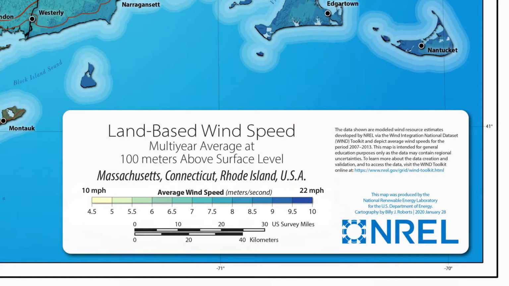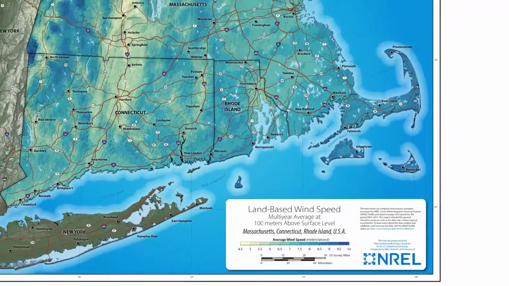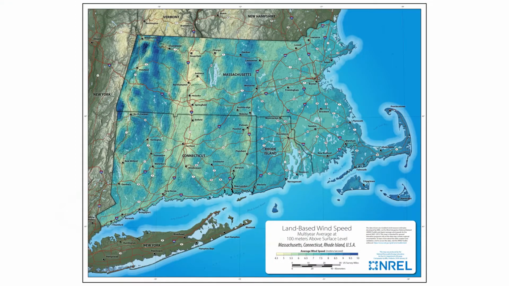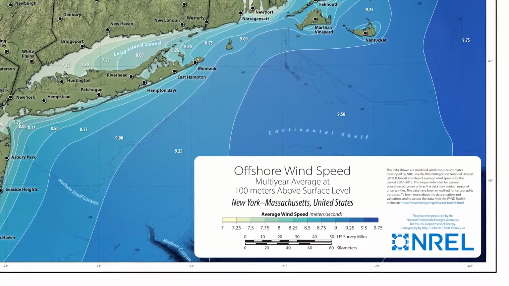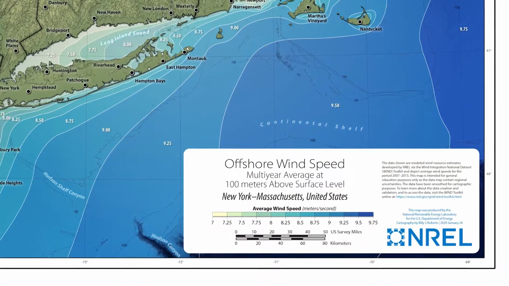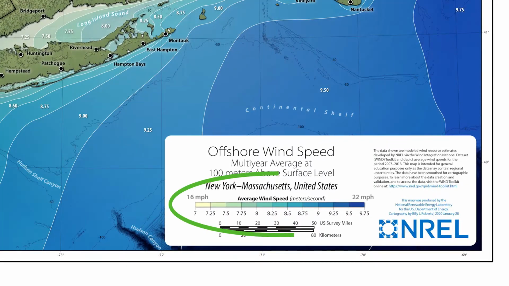This is a viable range for today's wind energy technology. It's important to read the map's legend because maps do not share the same wind speed scale. For instance, this offshore wind resource map of a similar region catalogs resources at the same height of 100 meters, but the scale ranges from 7 to 9.75 meters per second.